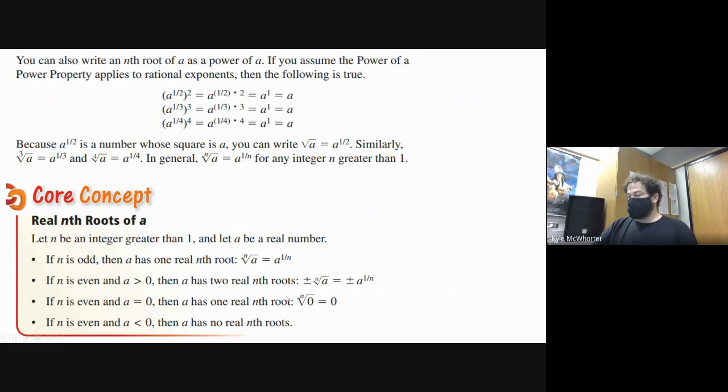If you're doing an even root of 0, it's just 0. There's only one real root. And if you're doing an even root, like the square root or the 4th root of a negative number, there's no real roots. So you can't do like the square root of -4, at least not during Algebra 1. You have to learn about a different kind of numbers, and you'll learn about those in Algebra 2.